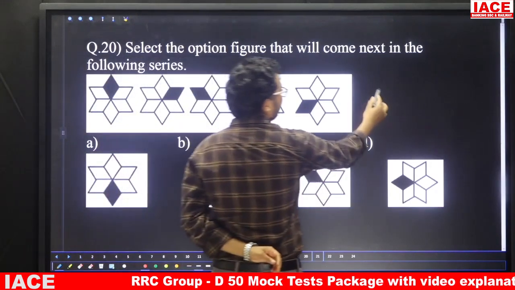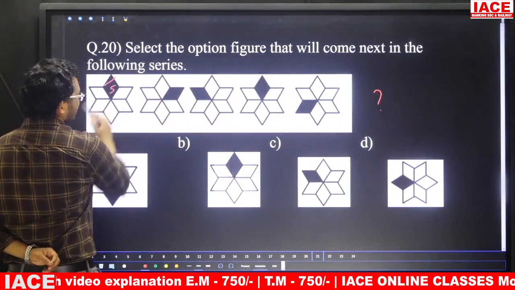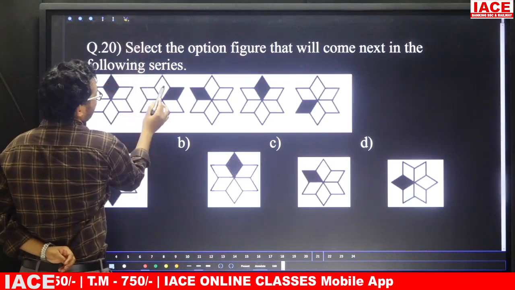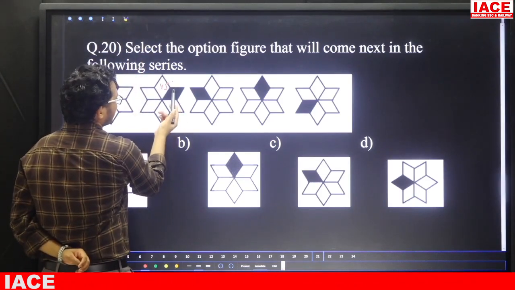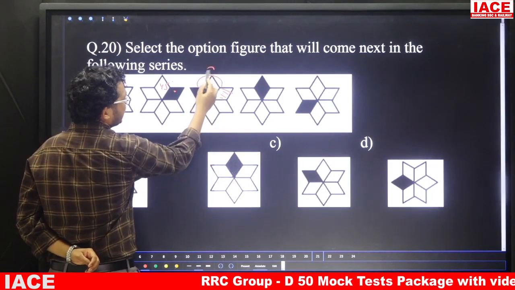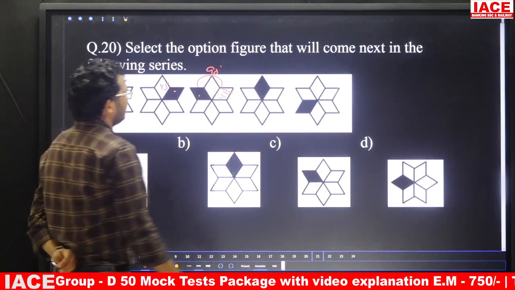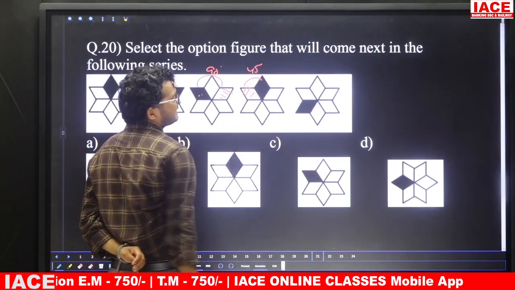Next, which one will come? Next, question mark. So, friends, here the given shading. In the next diagram, the shading is what? 45 degrees clockwise. Next, from here to here it is coming, this place means again 90 degrees anti-clockwise. Next, again from here to here means again 45 degrees clockwise.